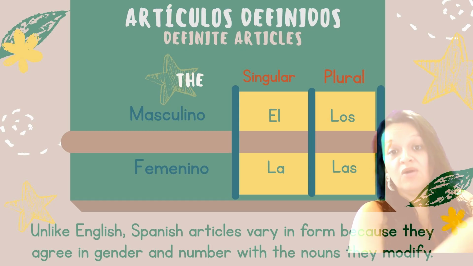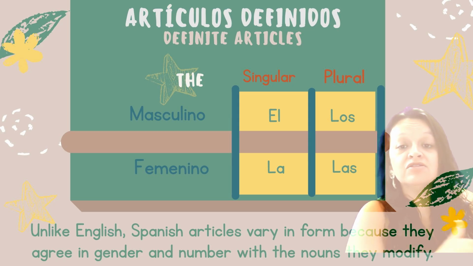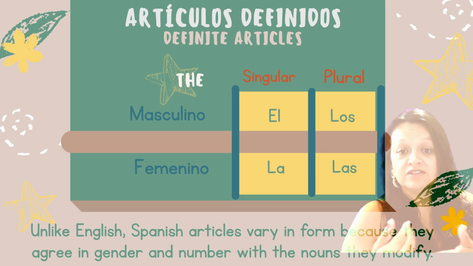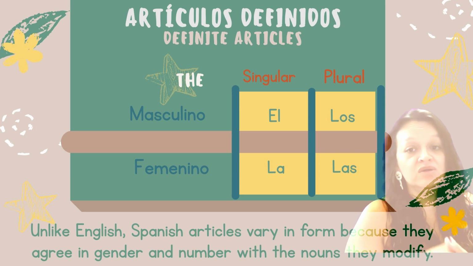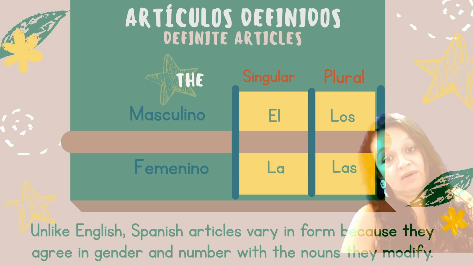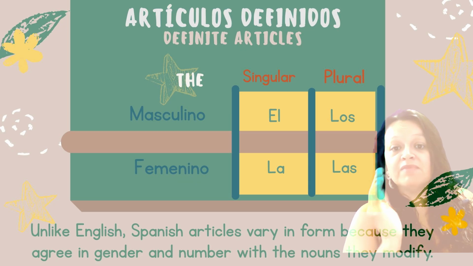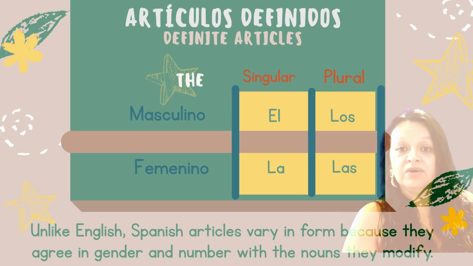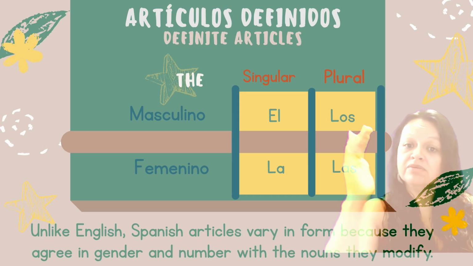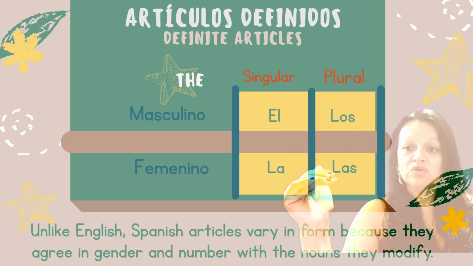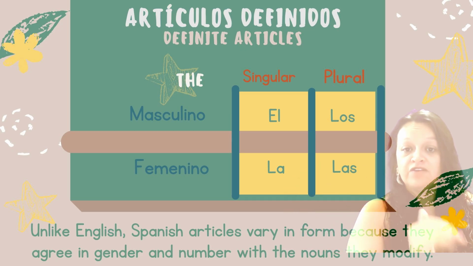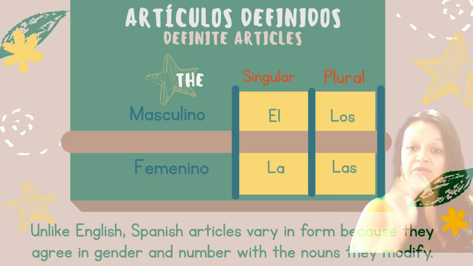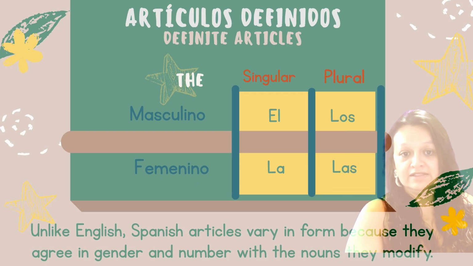Four different ways because we have to first determine if it's singular or plural, masculine or feminine. So if it's a masculine singular noun that we're talking about, you're going to use el. If it's masculine plural, you're going to use los. If it's feminine singular, you're going to use la, and if it's feminine plural, you're going to use las.